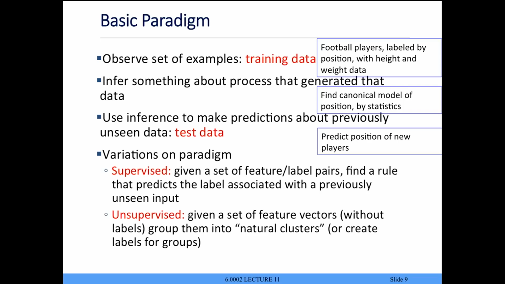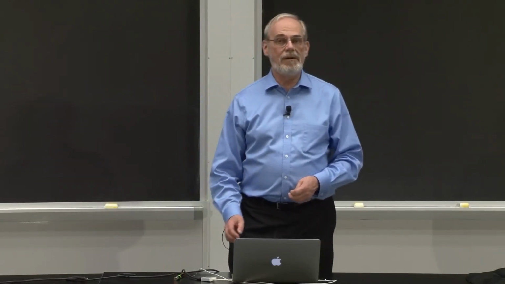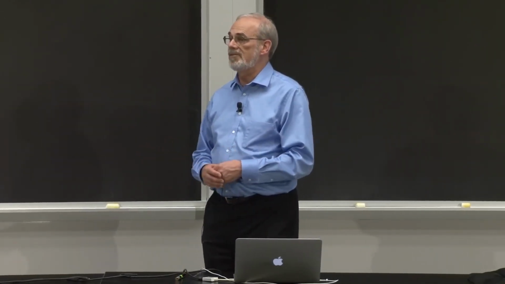Second kind, if this is supervised, the obvious other one is called unsupervised. In that case, I'm just going to give you a bunch of examples, but I don't know the labels associated with it. And I'm going to just try and find what are the natural ways to group those examples together into different models. In some cases, I may know how many models there are. In some cases, I may want to just say, what's the best grouping I can find?